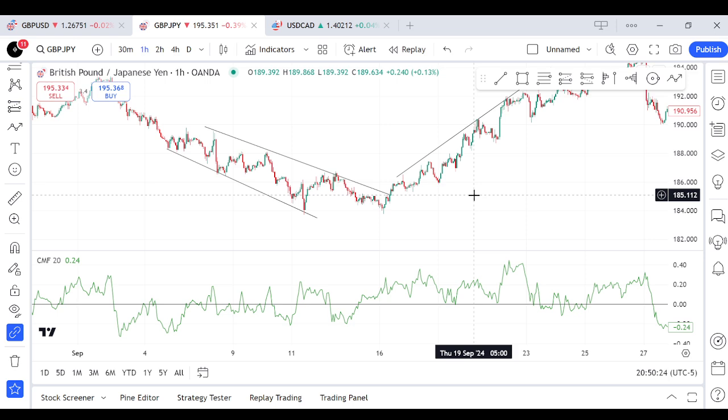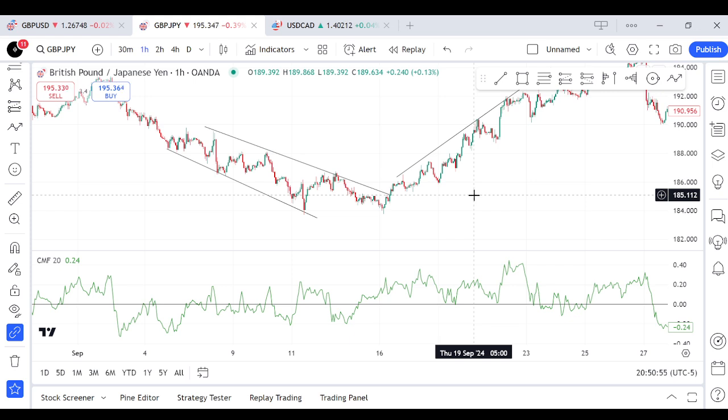So let's discuss some trading strategies which you can use the CMF with. As we've seen on the charts, the Chaikin Money Flow Indicator can be a powerful tool when applied to your trading strategies. It helps you not only identify trends, but also assess their strength and spot potential reversals. So let's look at how you can use the CMF effectively in your trading. Let's look at some trading strategies which you can use the CMF with.